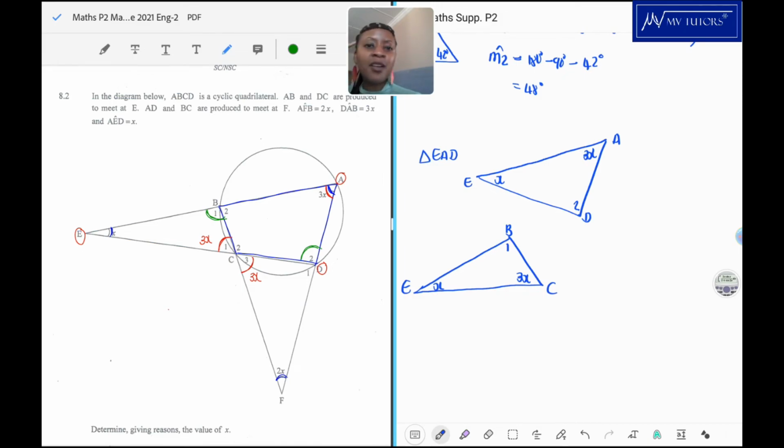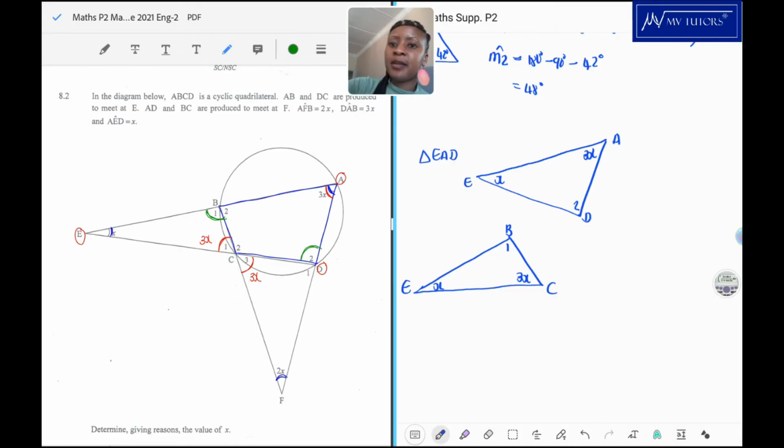Oh, I was thinking of angles, the sum of angles in a triangle. That if B1 would be 180 minus X minus 3X, and that will be equal to D2. But that doesn't help us still. Okay, but D2, guys, D2 is an exterior angle to triangle FCD.